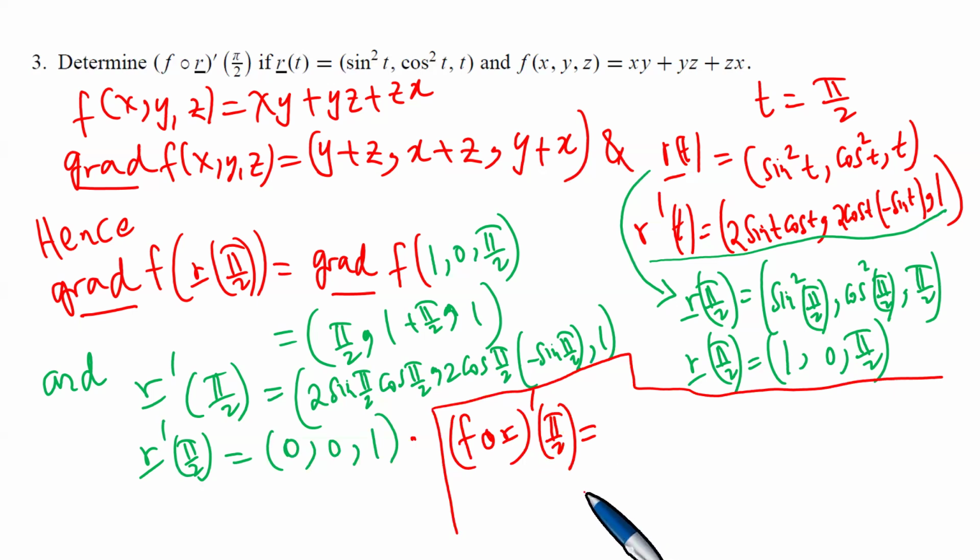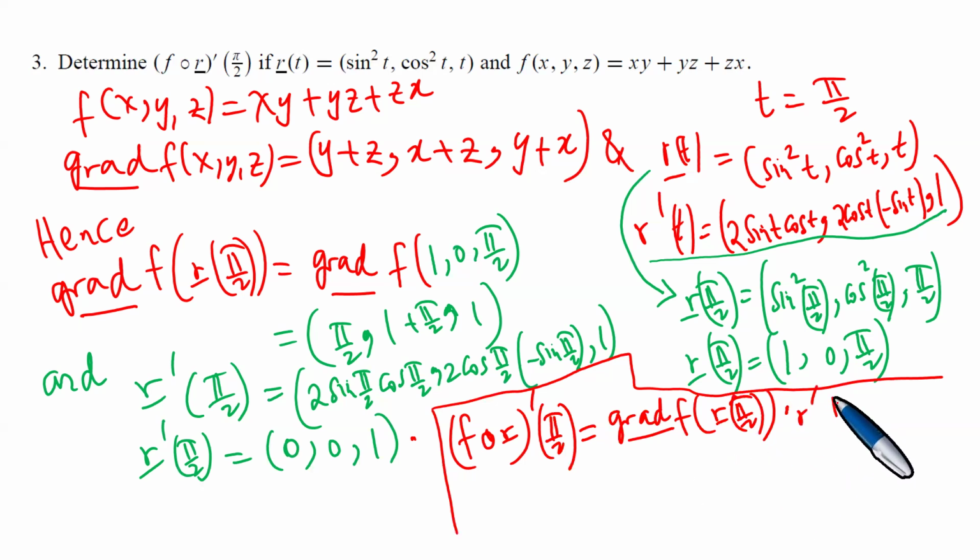which is equal to the gradient evaluated at r of pi over 2 radians, dot r primed at pi over 2. And what is all this here? Okay, the gradient is equal to these particular things here. We got it to be pi over 2.